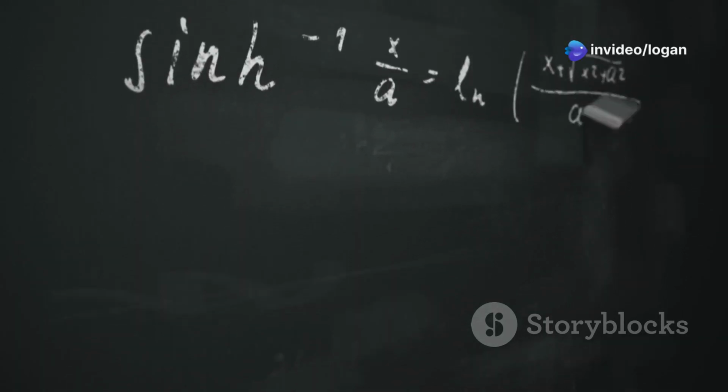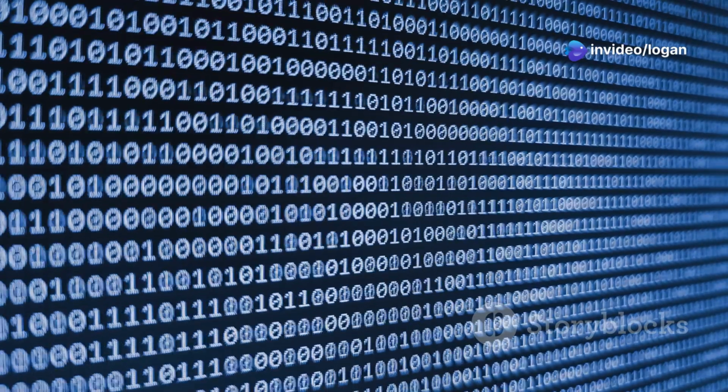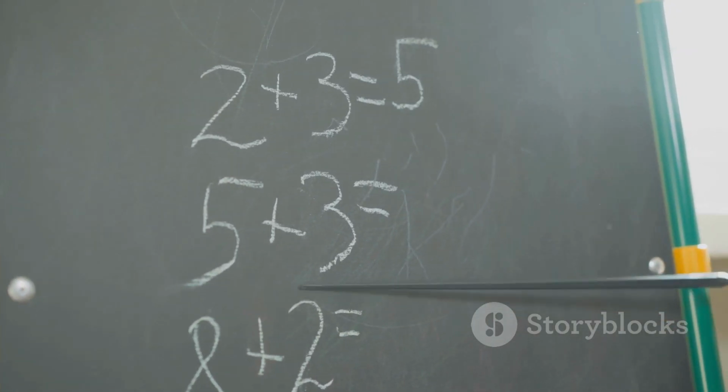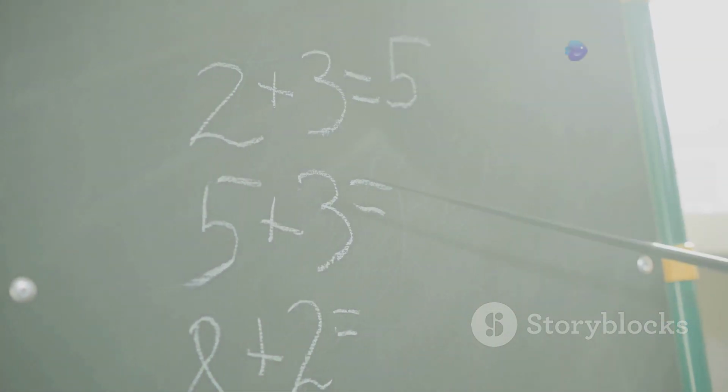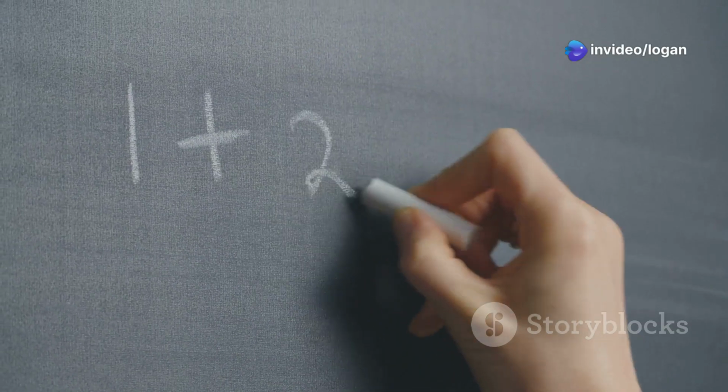So, 101 can be broken down like this. Each digit is multiplied by 2 raised to the power of its position. 1 times 2 to the power of 2, which is 4, plus 0 times 2 to the power of 1, which is 0, plus 1 times 2 to the power of 0, which is 1. That equals 1 times 4, plus 0 times 2, plus 1 times 1, making it 4 plus 0 plus 1, giving us 5.